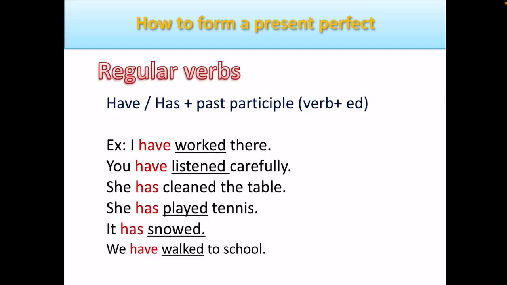Now, in English language, we have regular verbs and irregular verbs. Regular verbs, الأفعال القياسية. They are the verbs that when I change them to the past or to the past participle, I only add ed to them. الأفعال القياسية هي أفعال عند تحويلها إلى الماضي أو إلى past participle I only add ed فقط أقوم بإضافة ed. For example, I have worked there. Now worked is a regular verb, so I add ed to it to change it to the past participle.